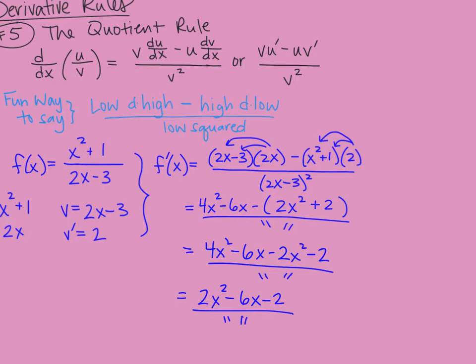Then I want to see if I can clean up the numerator at all. And what I can do is I can factor out a 2. We'll see if that helps at all. So we'll factor out a 2 and we'll be left with x squared minus 3x minus 1. All over, I'll write it out, 2x minus 3 quantity squared. Now from here, I want to see if I can factor anything more. Like, can I factor what's inside this parentheses here? Are there two numbers that multiply to -1 that add to -3?